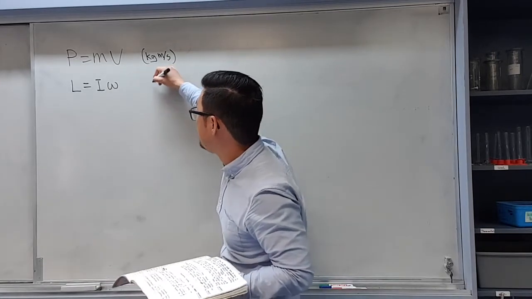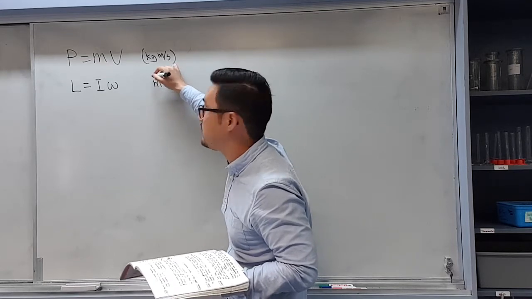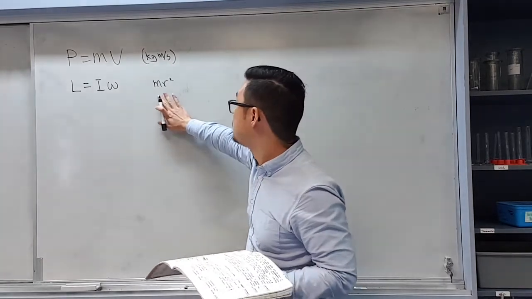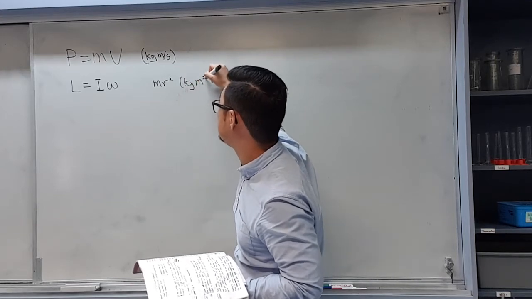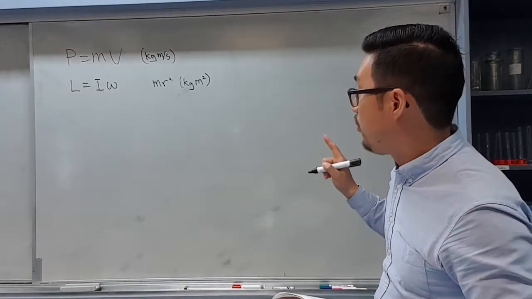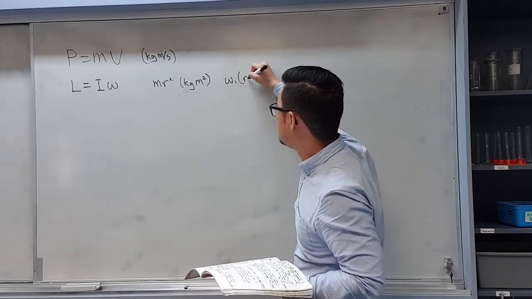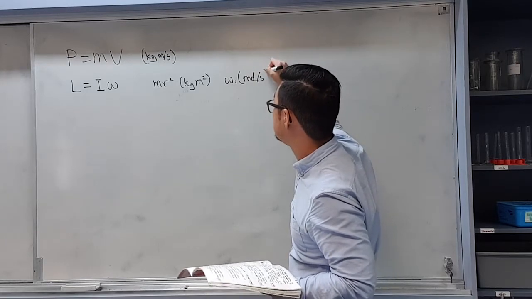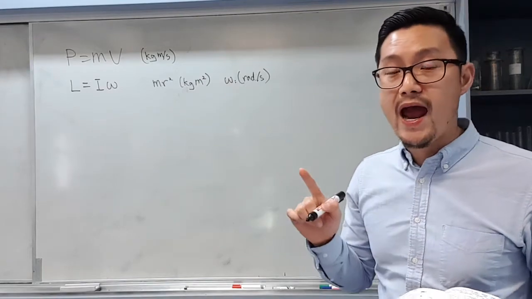We've learned what I is. We have mr squared, that is the typical equation for I. So the unit is kg meter squared. That was my unit for I. And then what is omega? Omega is the angular speed, which is rad per second. So what is rad?